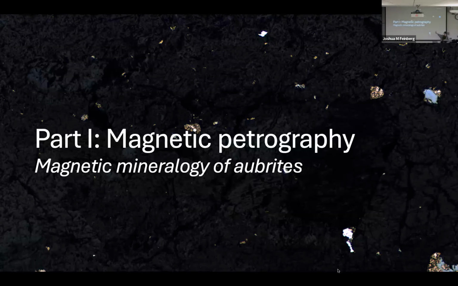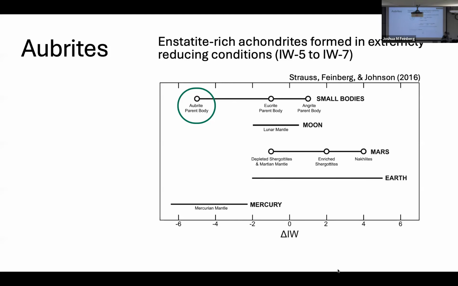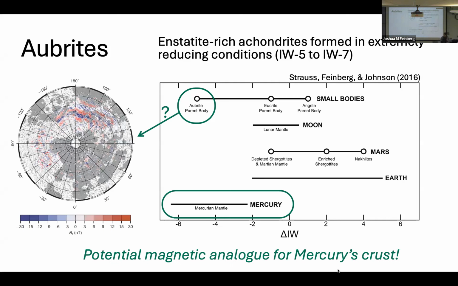First I want to talk about the magnetic mineralogy of aubrites and how we've been using quantum diamond microscopy to learn about that. Aubrites are a group of enstatite-rich achondrites, so meteorites from differentiated bodies. What makes them really special is that they formed under particularly reducing conditions, about 5 to 7 log units below the iron-wüstite buffer. So extremely reducing. That makes them possibly really useful as a magnetic analog for Mercury, a way of possibly understanding what minerals are producing the crustal fields we observe today on Mercury's surface, well, above Mercury's surface.